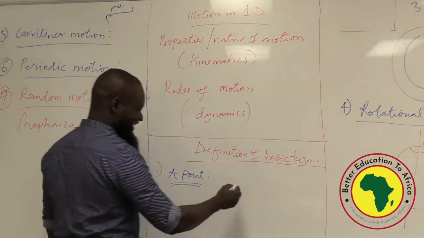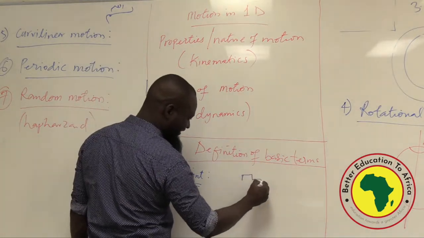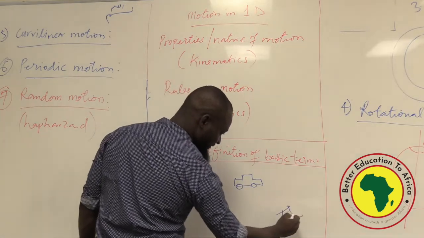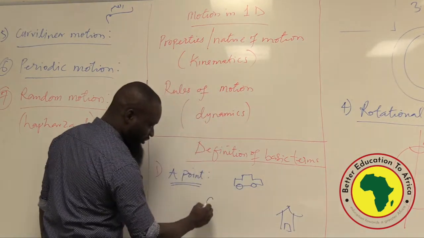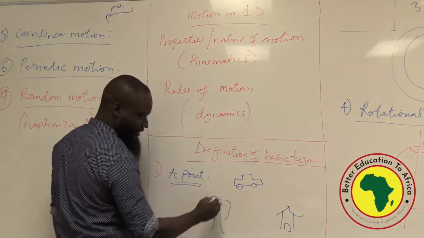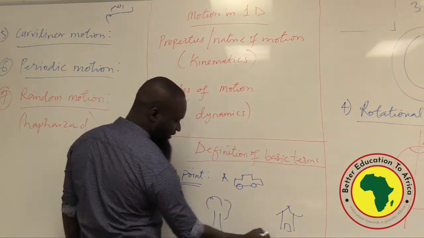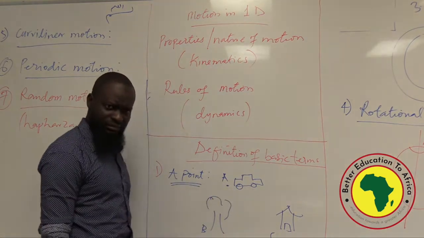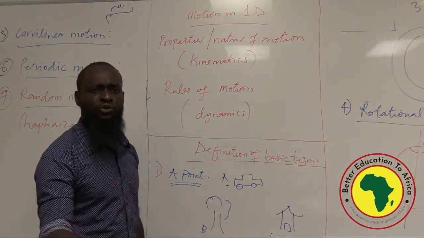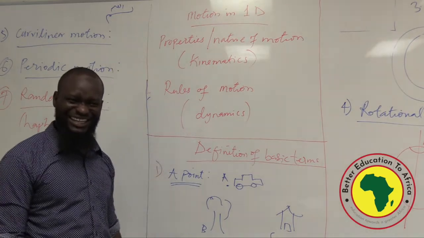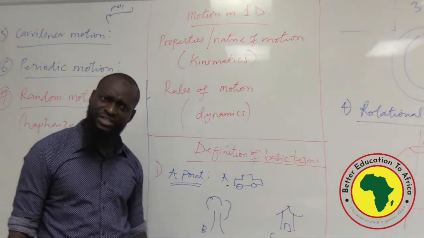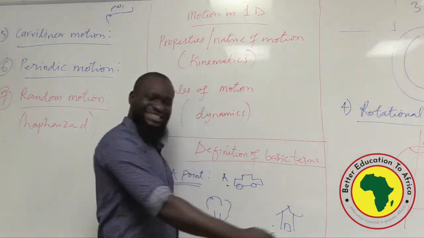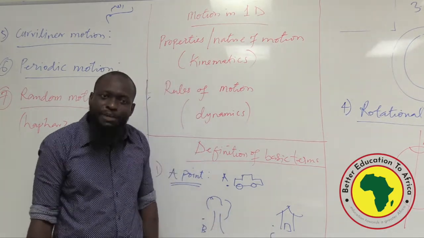What do I mean? I have a car here. I have a house here. I have a tree here. I call this A, I call this B, I call this C. So I say the car is at point A. I don't have to tell you with respect to what. So point A, that's where the car is. The tree is at point B, the house is at point C. That's a point.